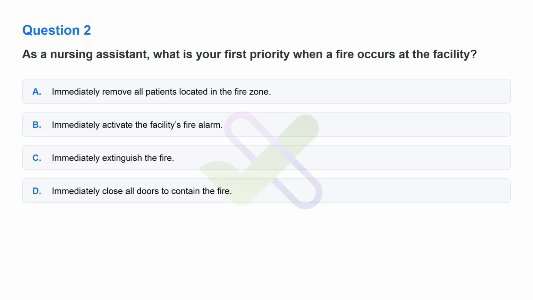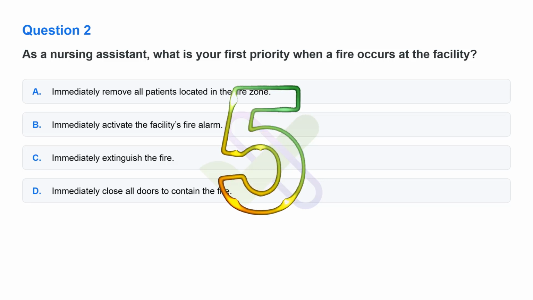As a nursing assistant, what is your first priority when a fire occurs at the facility? A. Immediately remove all patients located in the fire zone. B. Immediately activate the facility's fire alarm. C. Immediately extinguish the fire. D. Immediately close all doors to contain the fire.